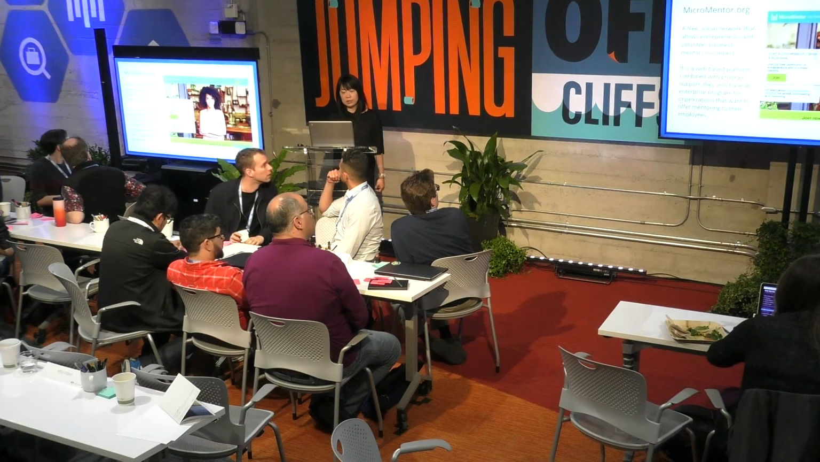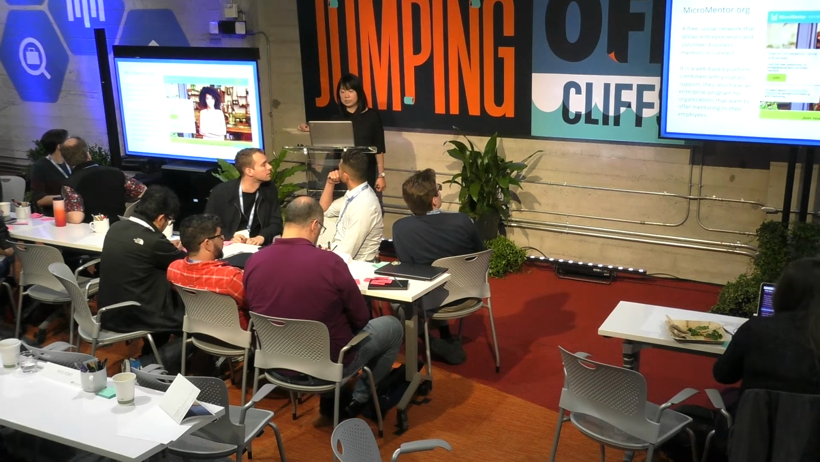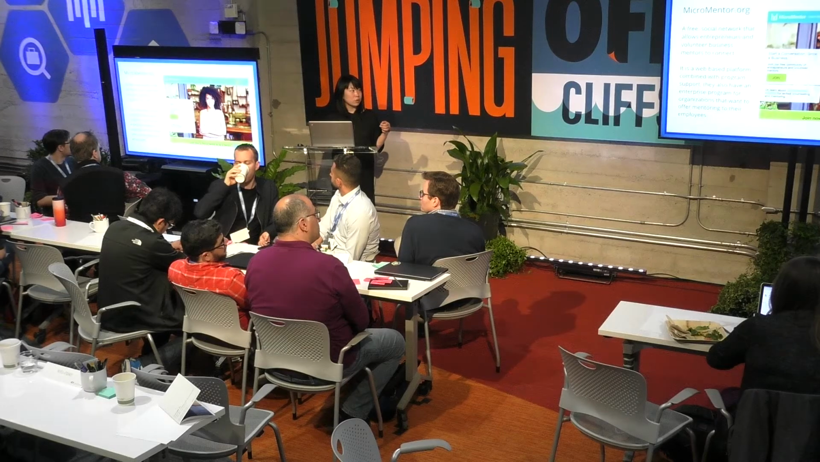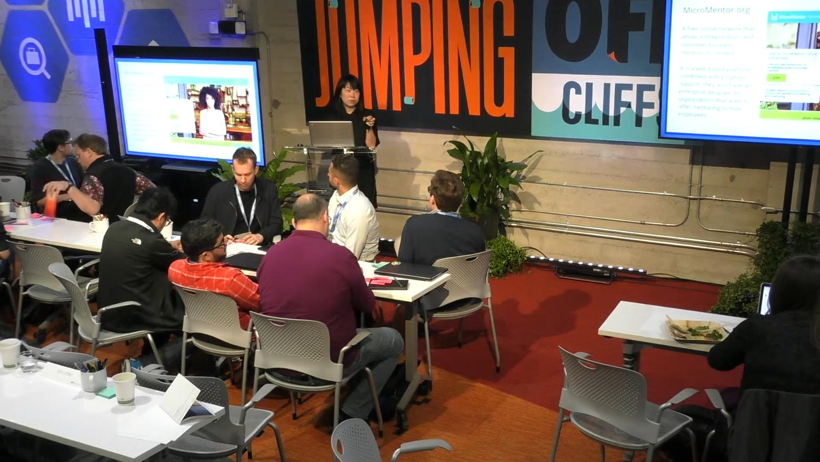Next one. Another thing that you might discuss during lightning talks is a competitive landscape, and looking at what else exists in the industry that is important and relevant. So here's a website called micromentor.org. If you're putting together a sprint, you could do some research just online to see what's out there. This website is a free social network that allows entrepreneurs and volunteer business mentors to connect. It's combined with program support, and they also have an enterprise program for organizations that want to offer mentoring to their employees. So we can get inspired from what others are doing, and we can also find opportunities from what others are not doing.